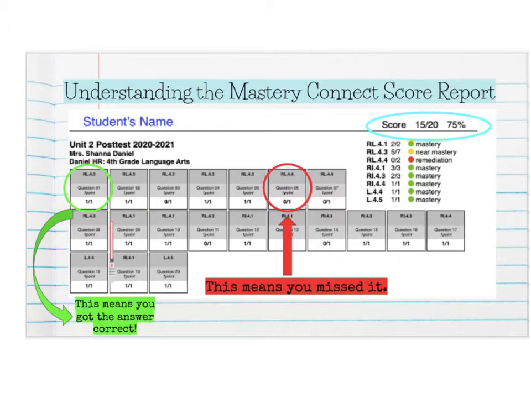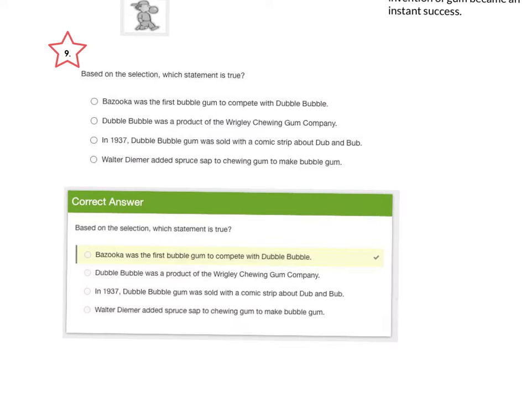So if this was my Mastery Connect score report, then I would justify question 3, question 6, 7, 11, 14, but I would not justify the others because I did not miss those when I tested. I'm going to begin modeling with question number 9.